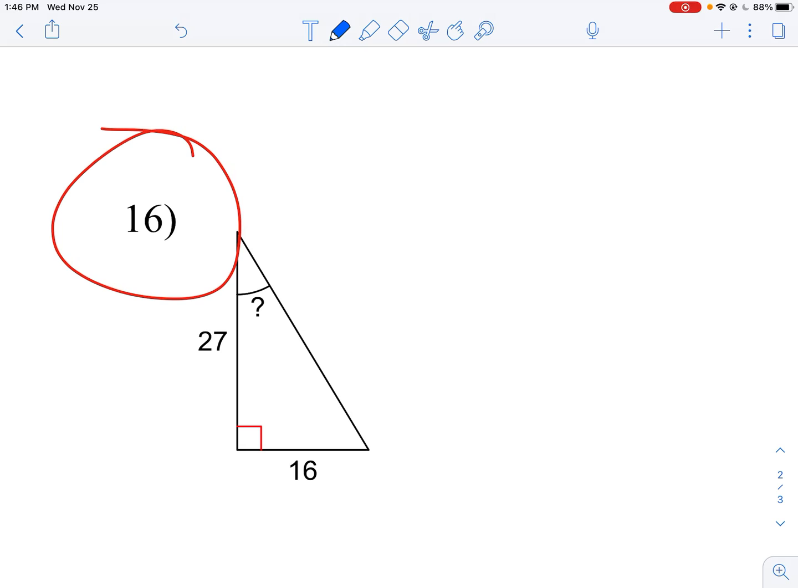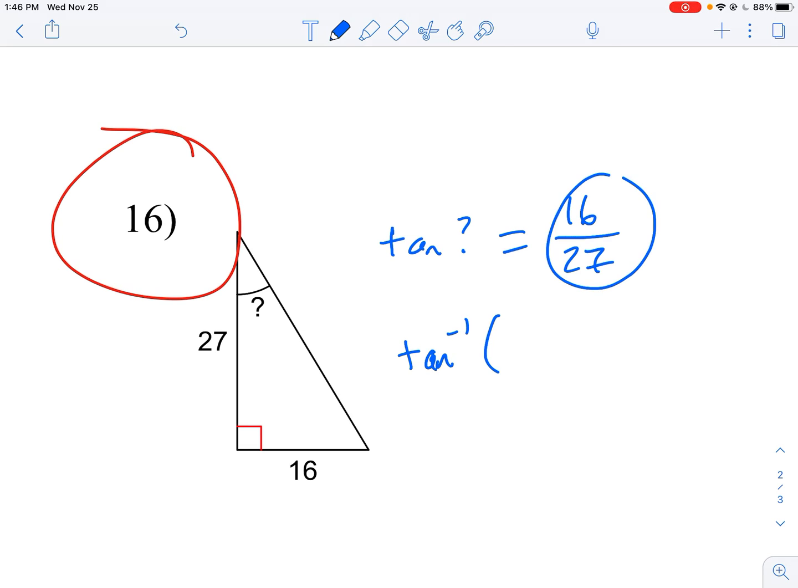All right. So if you're using tangent, good job. That's because we have the side opposite and we have the side adjacent to our angle. We do not have the hypotenuse. So this is going to be tan, which is opposite over adjacent. And our opposite side is 16. The adjacent side is 27. And now we have our trig function set up. To get this question mark, you have to do inverse tangent, so tangent to the negative first, of our ratio on the right side, which is 16 over 27. And push enter and you'll get a number.